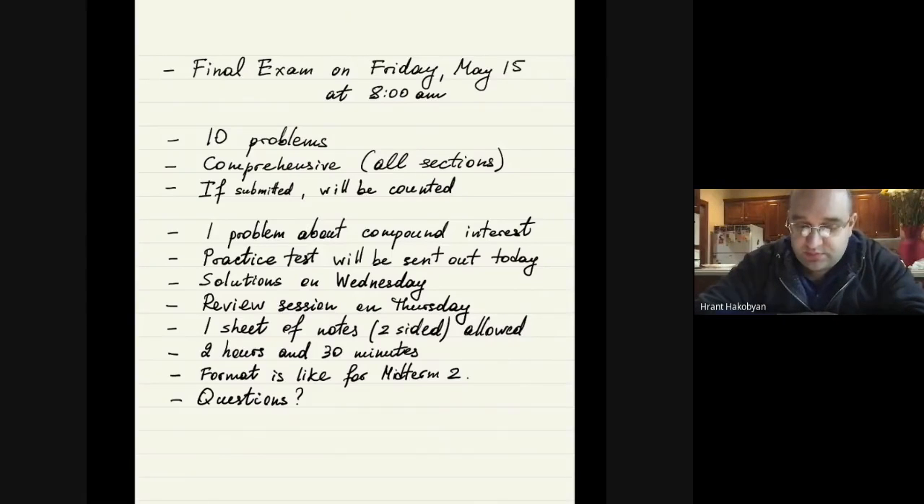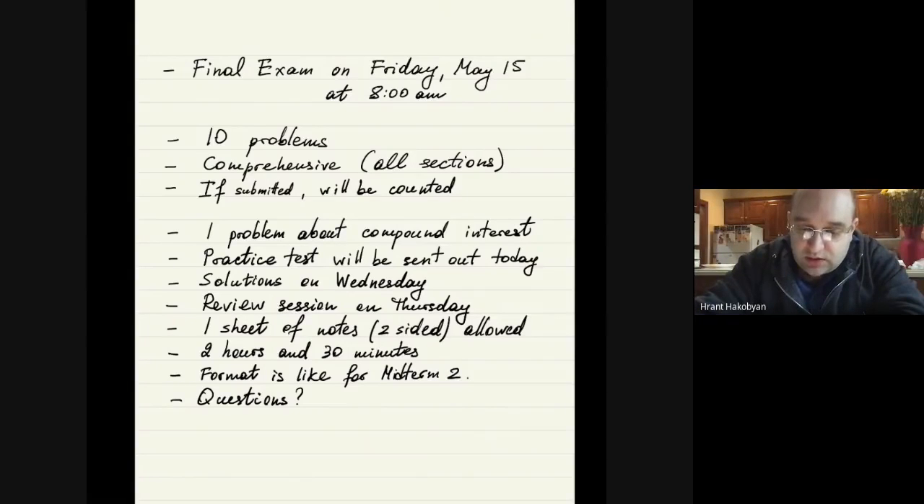So this is the last lecture of the class, and I'm going to give some information about the final, which will be on May 15. And after that, if you don't have any questions, I'll just go to the last section, which is compound interest.